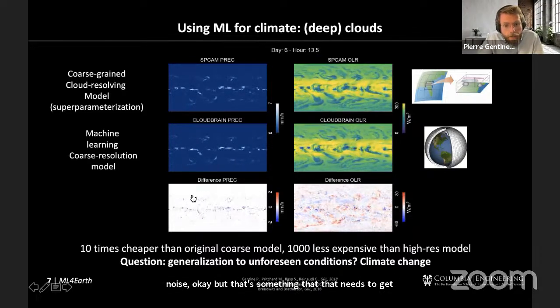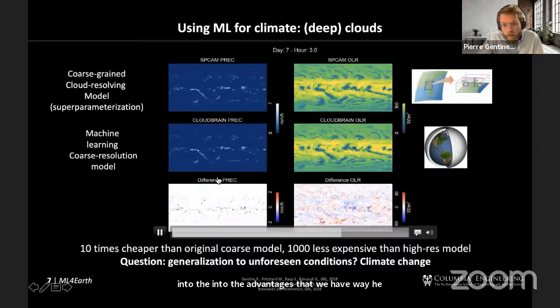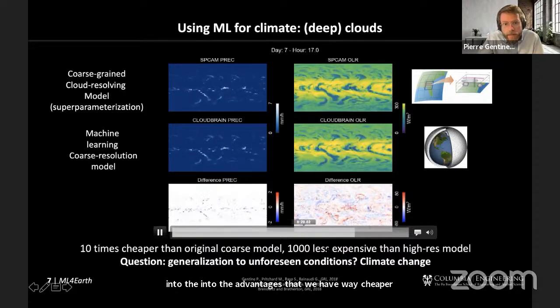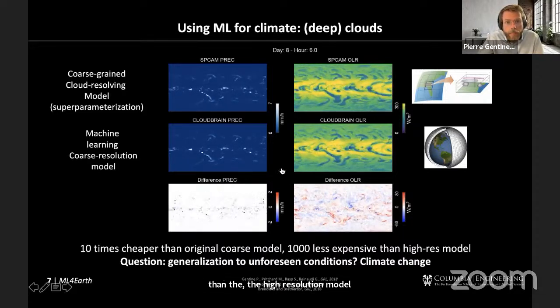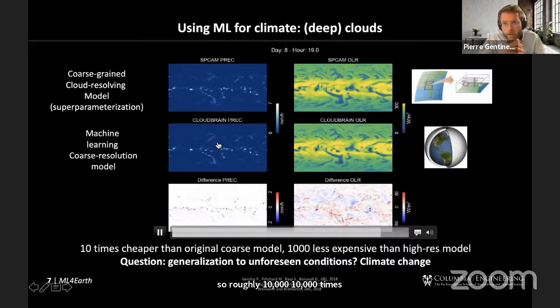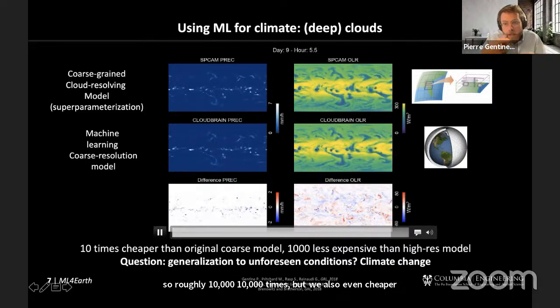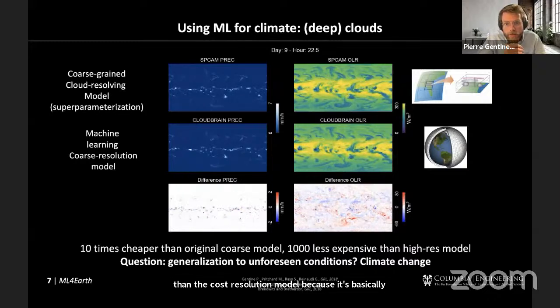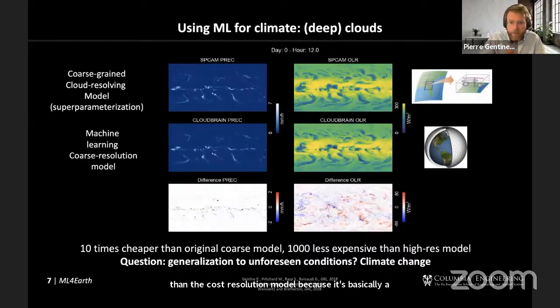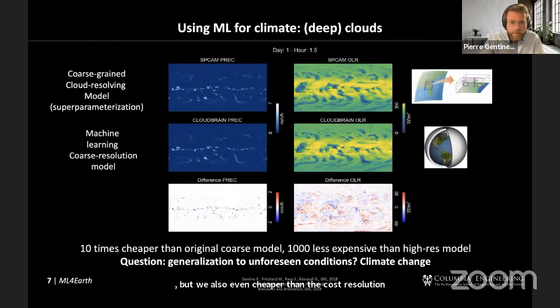The advantage is that we are way cheaper than the high resolution model, roughly 10,000 times, 1,000 times. But we're also even cheaper than the coarse resolution model because it's basically a bunch of matrix operations. So it makes it even cheaper than the original parameterized convection system.